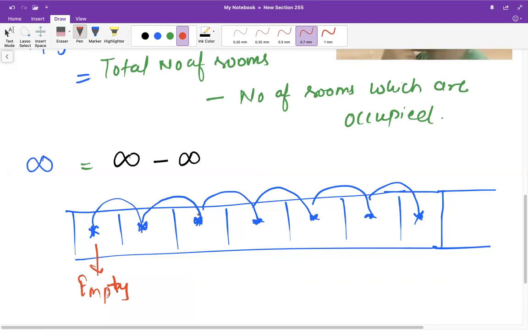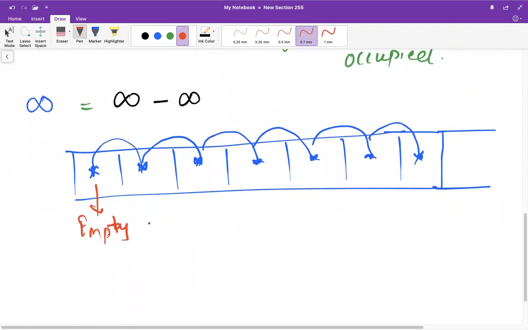Like that, the second to the third, the third to the fourth, and the fourth to the fifth, and so on. So this is after the first operation.